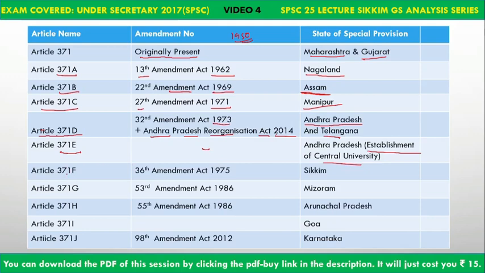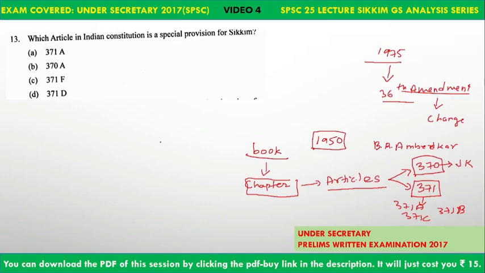Now we come to the very important article, that is Article 371F, because it is related to Sikkim. Okay, it is related to Sikkim, which is our state. So Article 371F came as a result of the 36th Amendment Act. Means the constitution was edited for the 36th time, in the year 1975, which gave rise to Article 371F, which gave special provision to the state of Sikkim, as per the India-Sikkim merger on 16th May 1975. So this is very important, and the answer to the question, which article of the Indian Constitution is a special provision for Sikkim, is Article 371F.